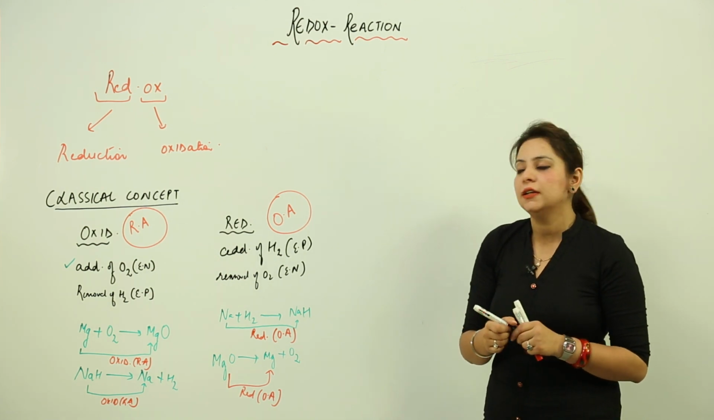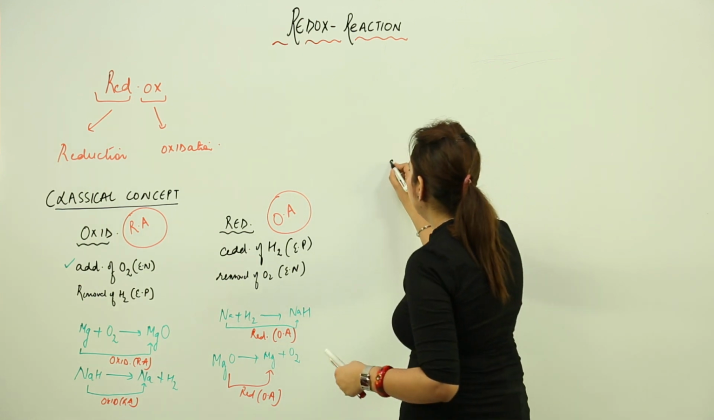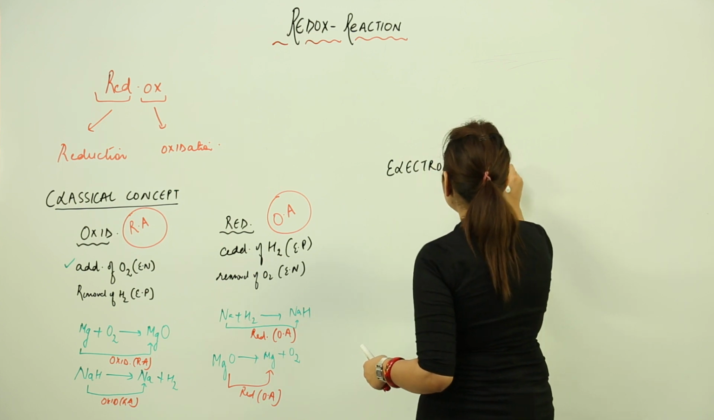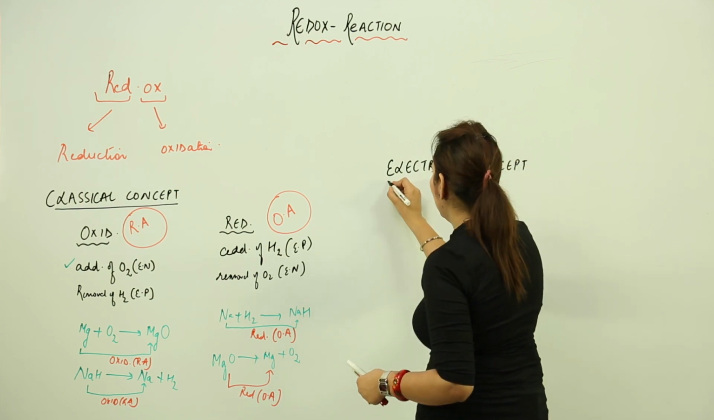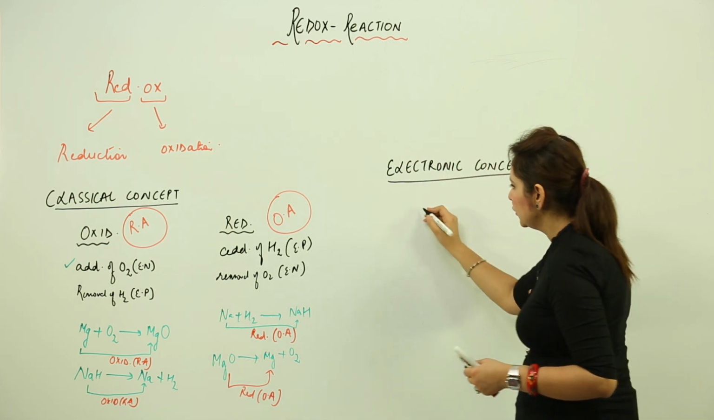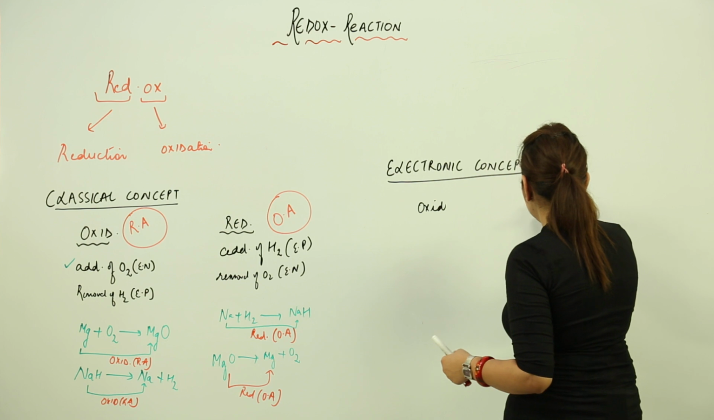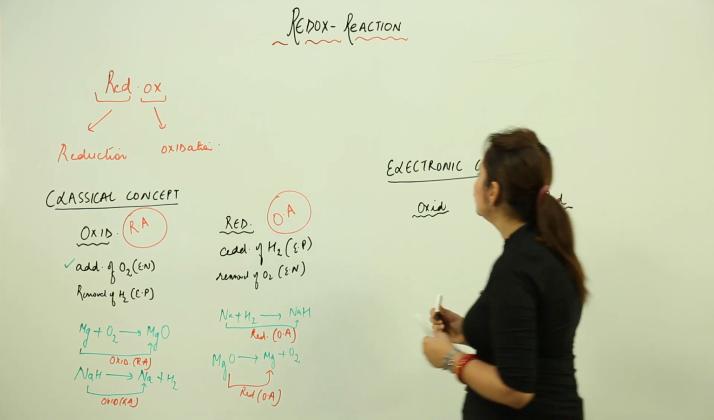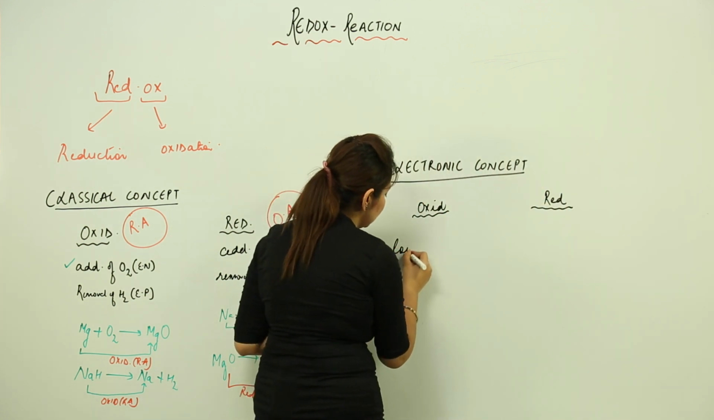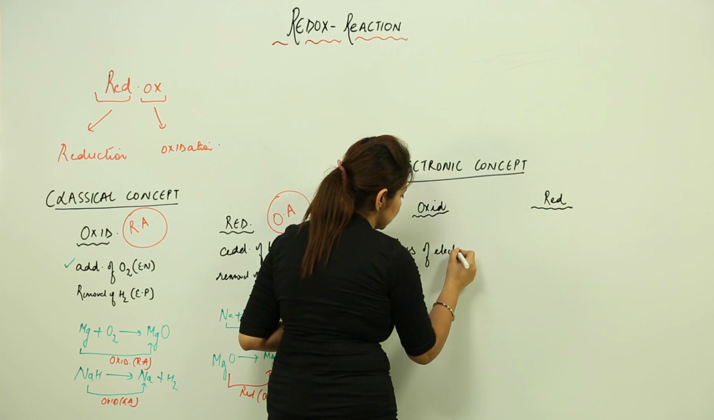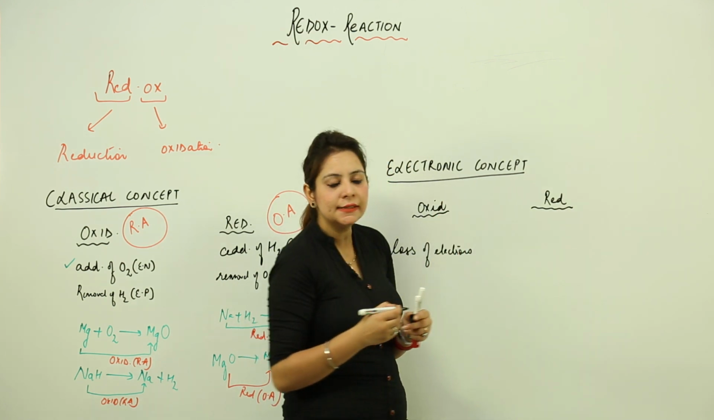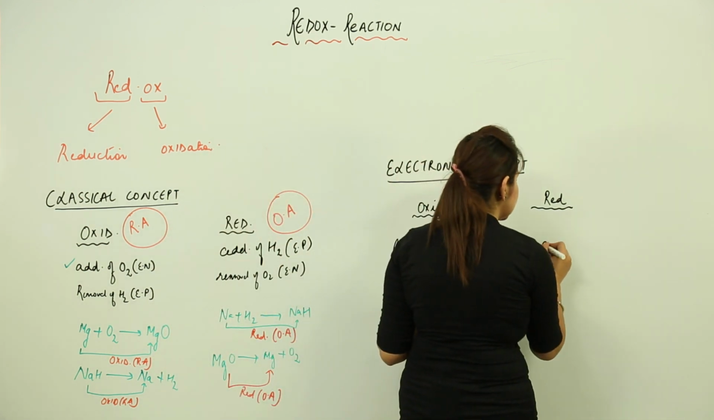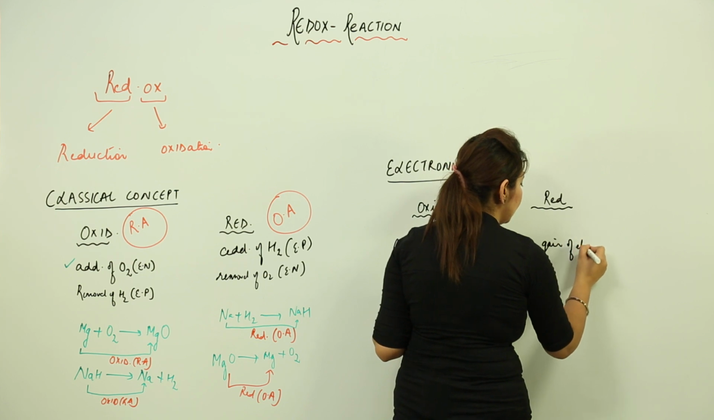Now let us talk about the other concept, that is the electronic concept. We can also explain oxidation and reduction on the basis of the electronic concept. So again, let us divide the board into vertical columns with oxidation and reduction separated. Oxidation is loss of electrons. If we talk on the basis of the electronic concept, then the loss of electrons is called oxidation, and reduction is gain of electrons, right.